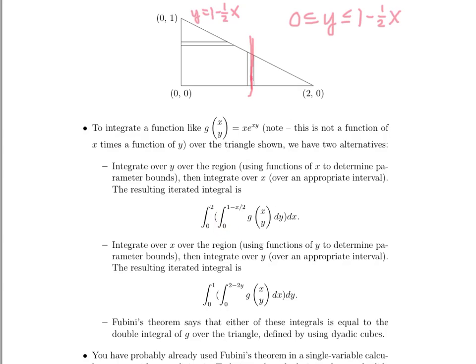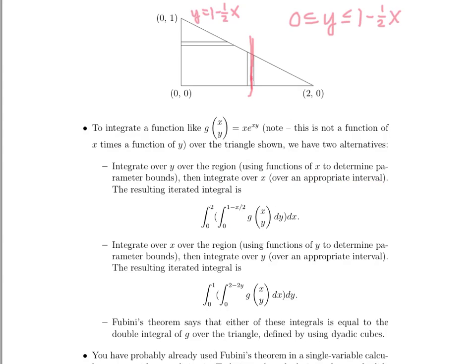So when it says that we integrate over y over the region using functions of x, note that we're allowed to use a function of x right here to determine parameter bounds. That's what that inside single integral with respect to y is. And of course, just like taking a partial derivative with respect to y, we'll be finding antiderivatives with respect to y when we compute this. Then the next step is to integrate over x over an appropriate interval.